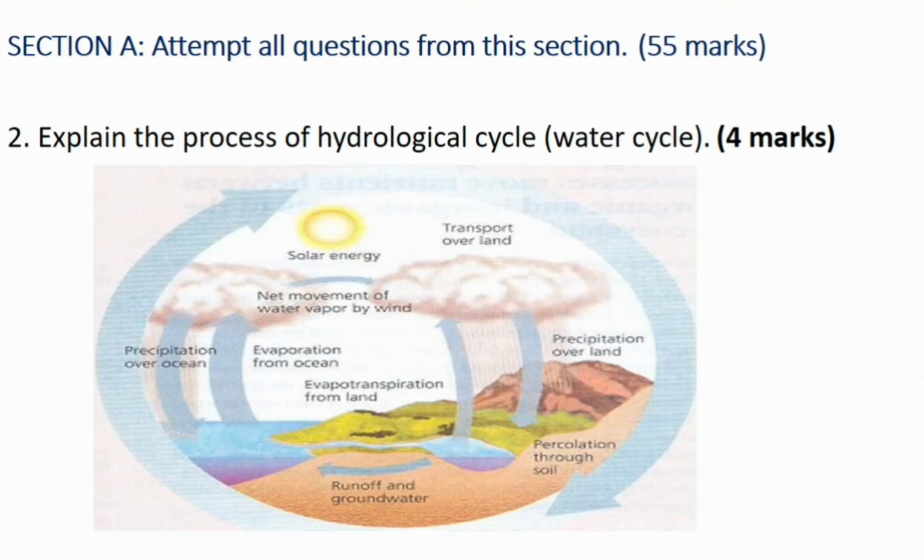Question number 2 says: explain the process of the hydrological cycle, or water cycle, for 4 marks. As you see, there is a figure, but before we come to this figure, let us give the explanation about what the water cycle, the hydrological cycle, is, and what processes make it happen. Yes, let us first go and see.